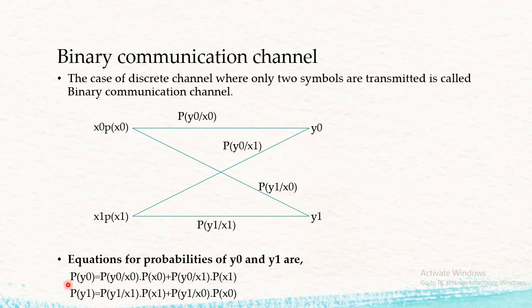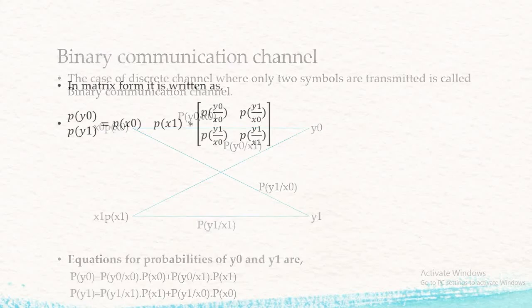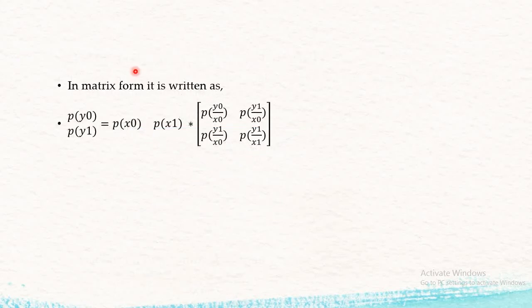So that's what we have written over here. Probability of y0 is equal to probability of y0 by x0 into P(x0), plus P(x1) into probability of y0 by x1. So this will give you the probability of y0. Same way we are finding the probability of y1. Then in the matrix form, the above equations are written as the matrix of P(y0) and P(y1) equals the matrix of P(x0) and P(x1) multiplied by a second matrix, and this complete matrix is called the channel matrix.